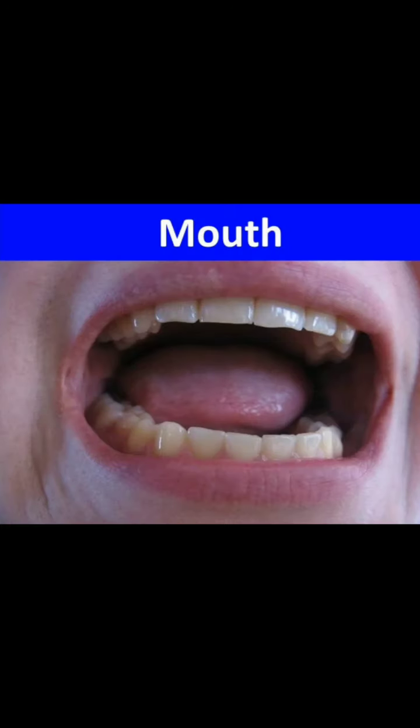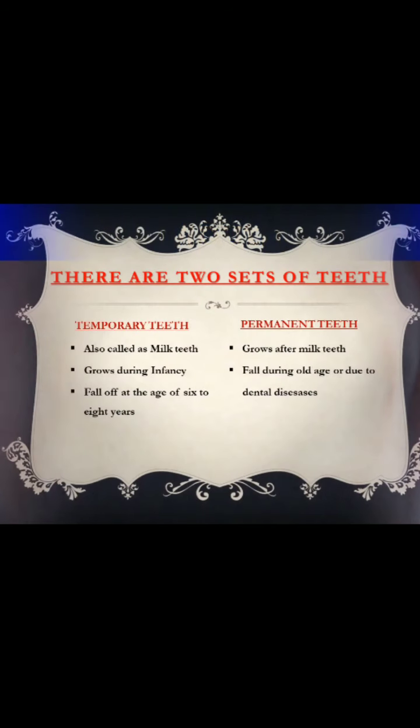Our mouth consists of teeth, tongue, and saliva. Let's discuss them one by one. There are two sets of teeth in humans: temporary teeth and permanent teeth. Temporary teeth are also called milk teeth. They grow during infancy and they fall off at the age of 6 to 8 years.